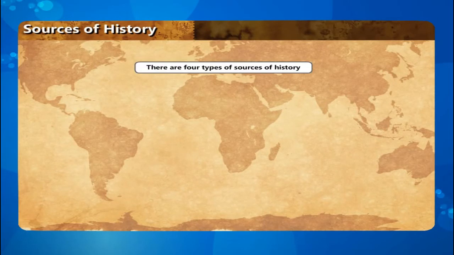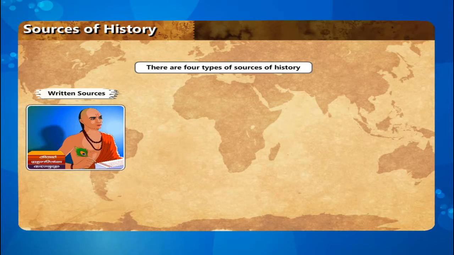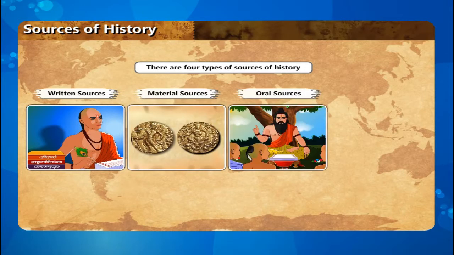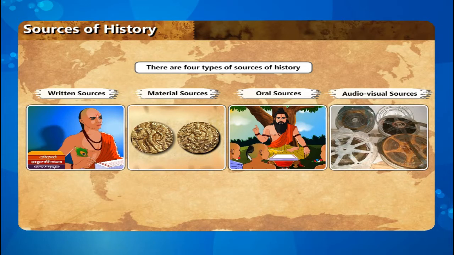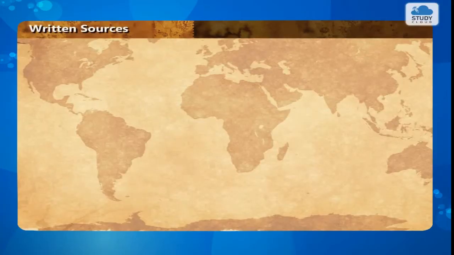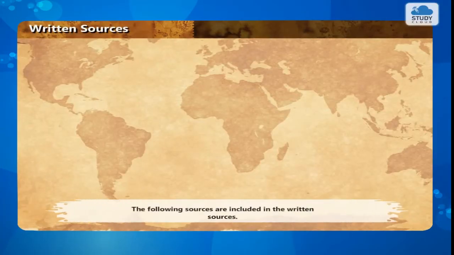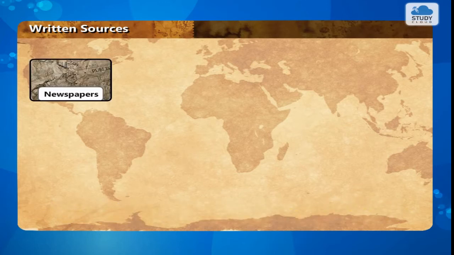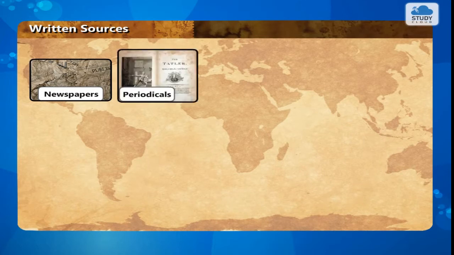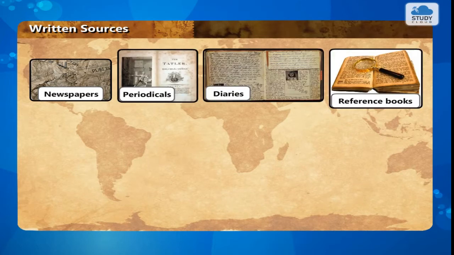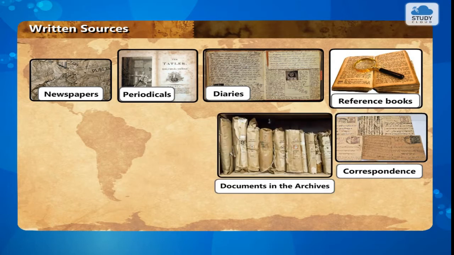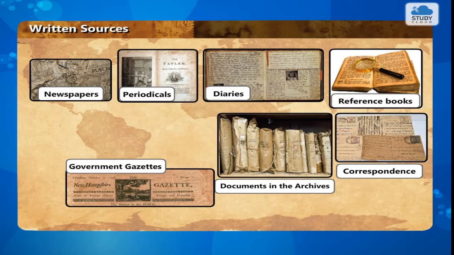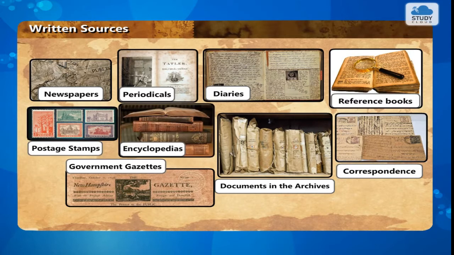There are four types of sources of history: written sources, material sources, oral sources, audio-visual sources. Written sources. The following sources are included in the written sources: newspapers, periodicals, diaries, reference books, correspondence, documents in the archives, government gazettes, postage stamps, encyclopedias.